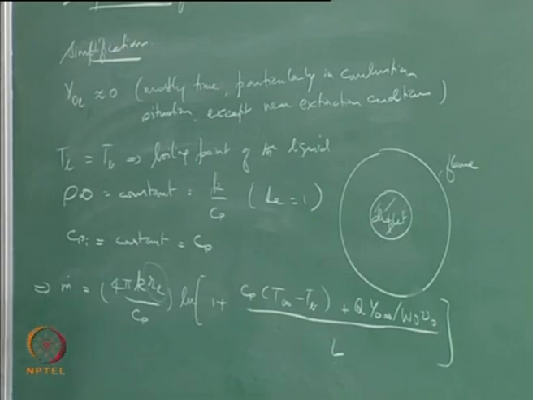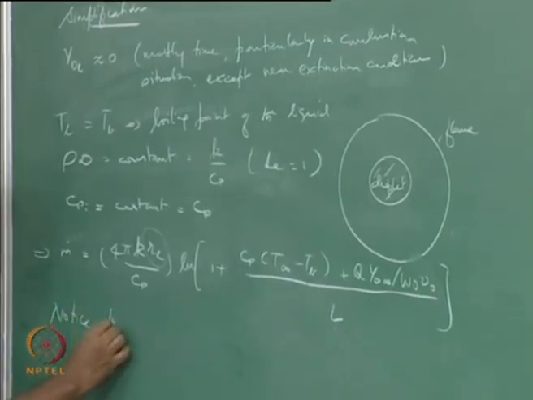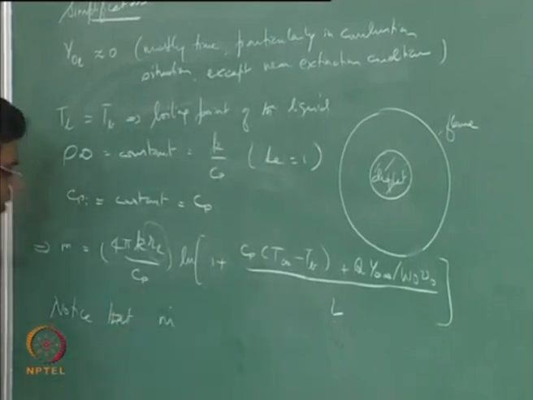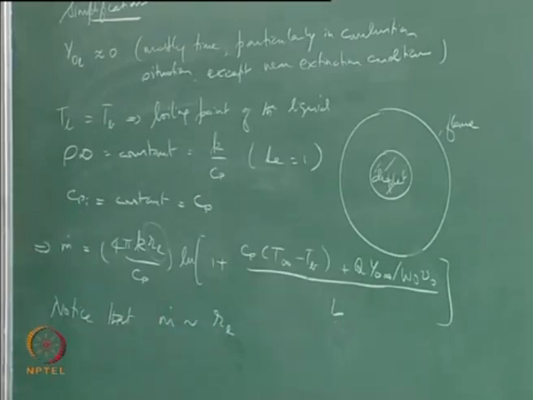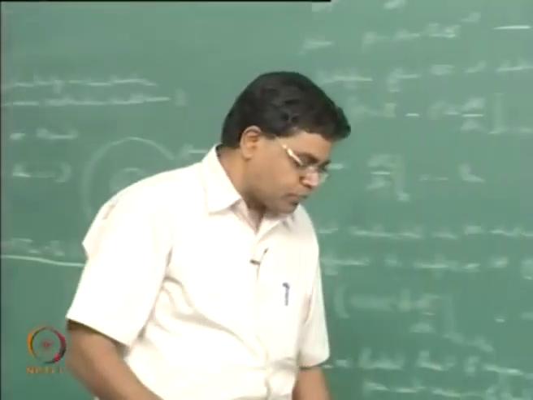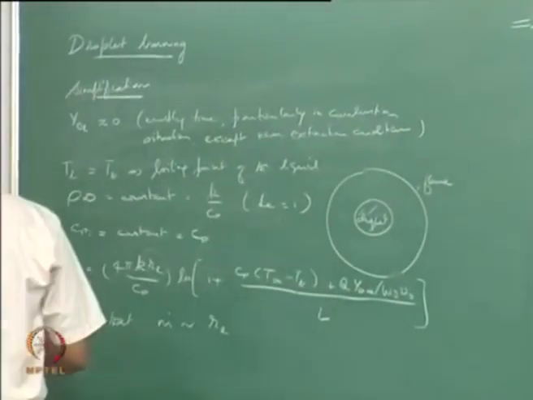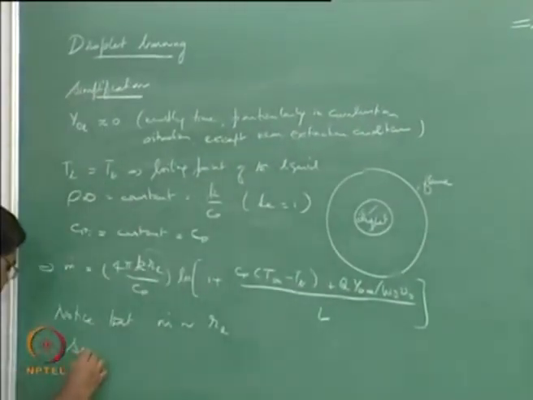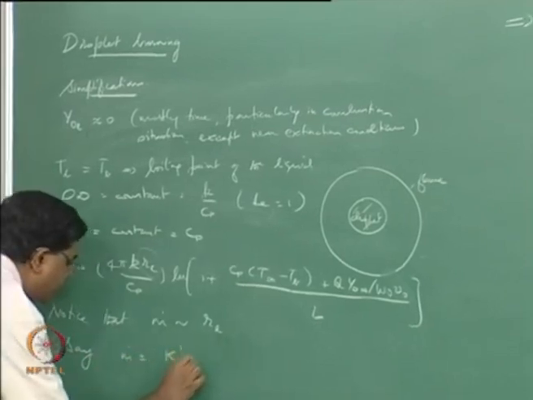Okay, that's what we are really interested in. So for this purpose, we can see that m dot is now linearly proportional to RL, right? So say m dot equals k prime RL.